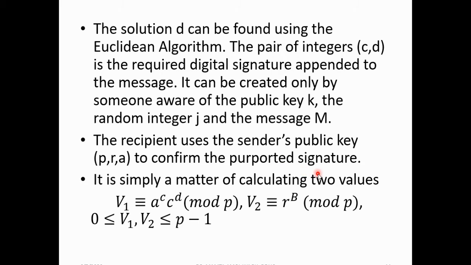The recipient uses the sender's public key because this is a public key, it is available, so the recipient can also access it. The recipient uses the sender's public key to confirm the purported signature. So he checks whether the right person has sent the message or not. It is simply a matter of calculating two values, V1, which is a to the power c, c to the power d mod p, and V2, which is congruent to r to the power b modulo p, where V1 and V2 lie from 0 to p minus 1.